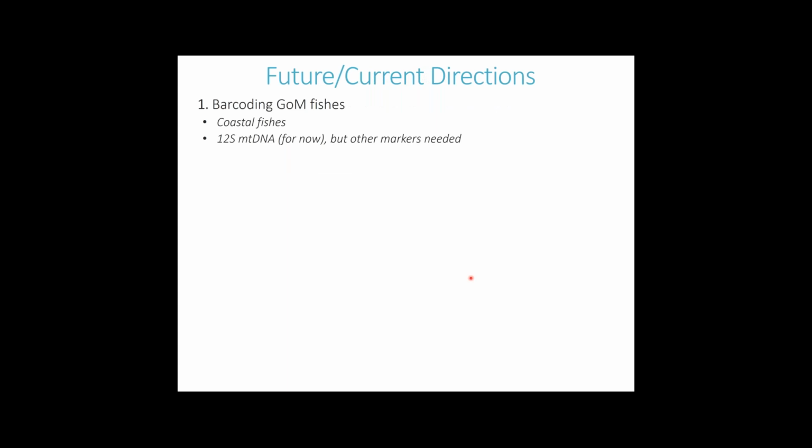Finally, just a couple of things we're working on now. As I mentioned, the barcode databases are incomplete. So we have been trying to barcode as many coastal Gulf of Mexico fishes as we can using 12S mitochondrial DNA, the marker that we've been using in the lab. But clearly, this needs to be done for other markers as well.